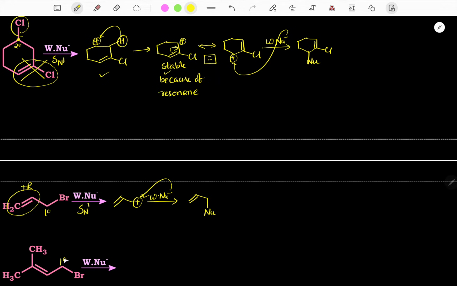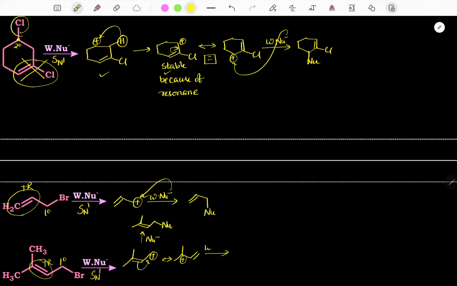Next one, primary halide, and of course here a plus R group is present. It is also allylic. So in the presence of weak nucleophile, it prefers SN1. So first remove the leaving group and write down the carbocation. And of course here resonance is possible, and forms the corresponding carbocation. Now the nucleophile reacts with the corresponding carbocation and forms the final product like this.